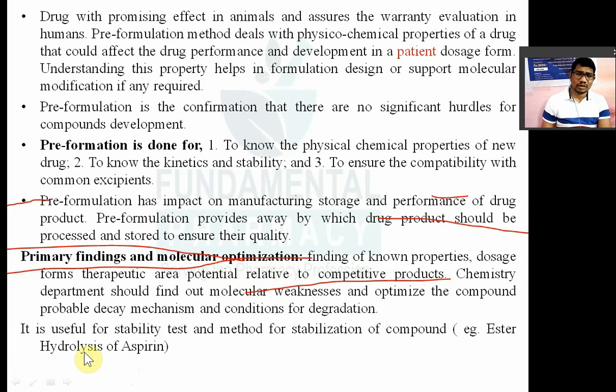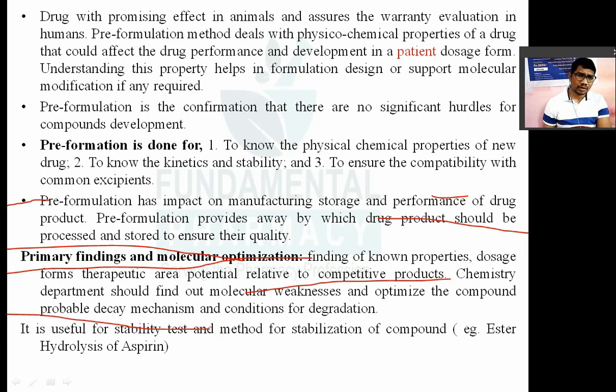Okay, तो केमिस्ट्री डिपार्टमेंट का काम क्या होता है कि मॉलिक्यूल में वीकनेस कहाँ पे है, मॉलिक्यूल को ऑप्टिमाइज कैसे करेंगे, मॉलिक्यूल का स्टेबिलिटी अगर नहीं है तो उसको एनहांसमेंट कैसे करेंगे, अगर वो इंस्टेबल है, अगर वो मेटाबोलाइज होता है तो उसका डीके मैकेनिज्म क्या है, डिग्रेडेशन कंडीशन कौन से, कितने टेम्परेचर पर डिग्रेड होता है, कितने प्रेशर के ऊपर डिग्रेड होता है. It is a function of chemistry department. Chemistry department should find out the molecular weakness, optimize the molecule, probable decay mechanism, condition for degradation, etc.